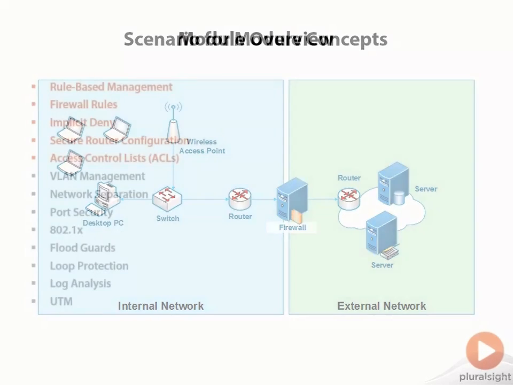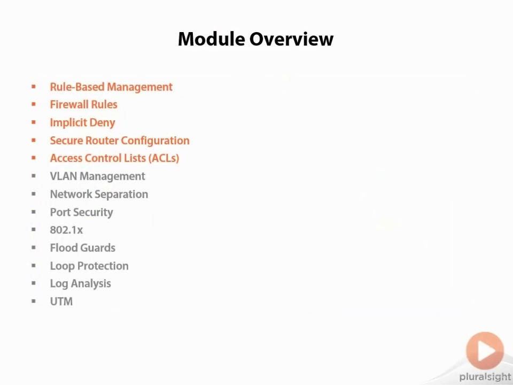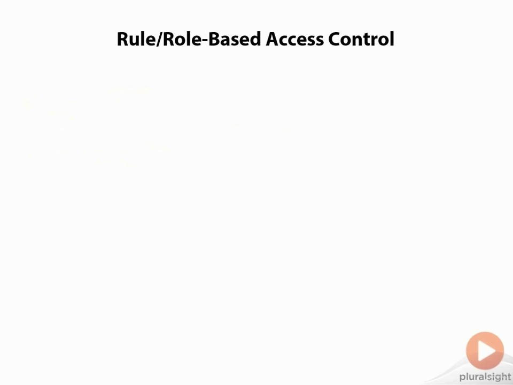All right, so in the first part here, we're going to cover rule-based management, firewall rules, implicit deny, secure router configuration, and ACLs, which is, as we talked about, how we secure the flow of network traffic. So let's think about that. What does that mean? We want to secure the flow of network traffic. We want to basically be able to control what ports, what protocols, and so forth flow on the network, internal and then also to the outside world.